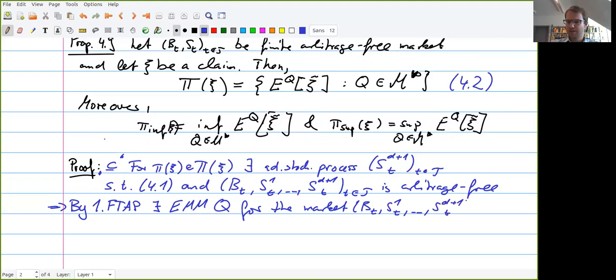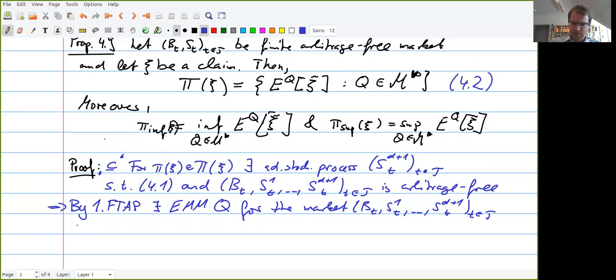We note here that the set of martingale measures, even if they're not very precise, of course depends on the underlying market, right? Because the martingale measure is a measure which turns the discounted price process into martingales. And so the set of martingale measures for the enlarged market and the original market might be different. So for the enlarged market, there might be fewer martingale measures than on the original market.